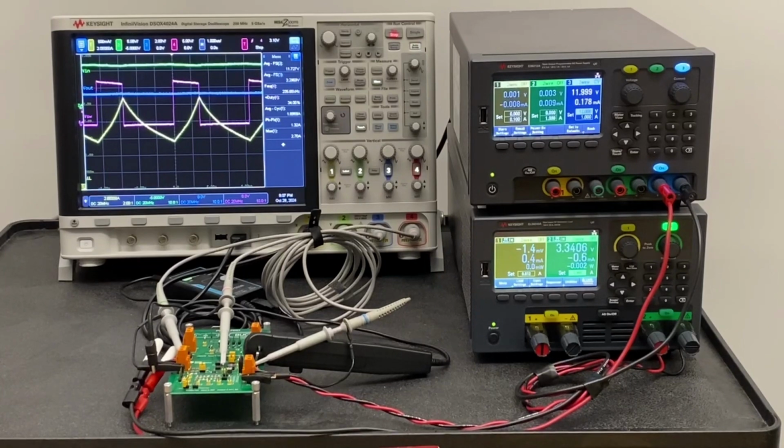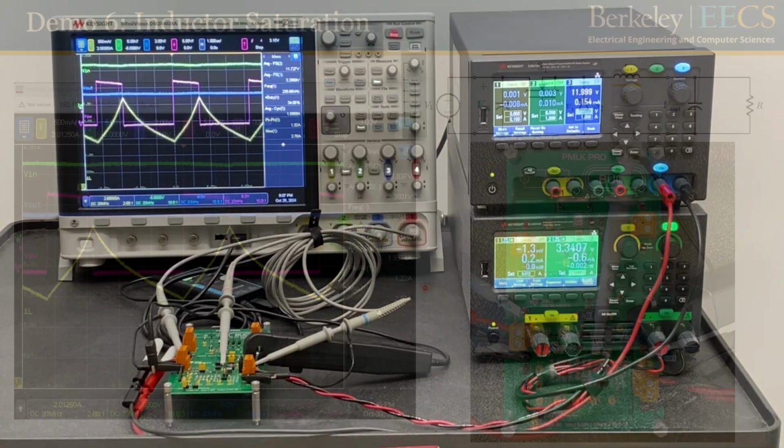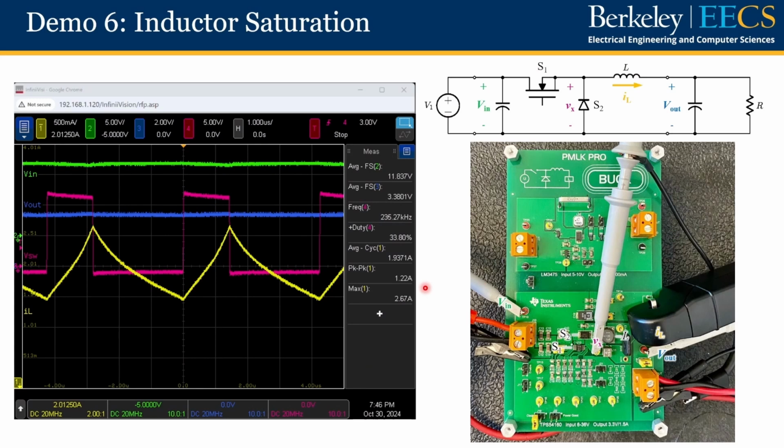And now let's take a closer look at the waveform shown on the oscilloscope. As we can see in this scope shot, when the load current is increased from 1 amp to 1.9 amps, the inductor current waveform is no longer in the ideal triangular shape. Instead, there is some distortion around the peak point of the inductor current. More specifically, the slope of the inductor current becomes larger and larger as the inductor current rises from its valley point to its peak point.